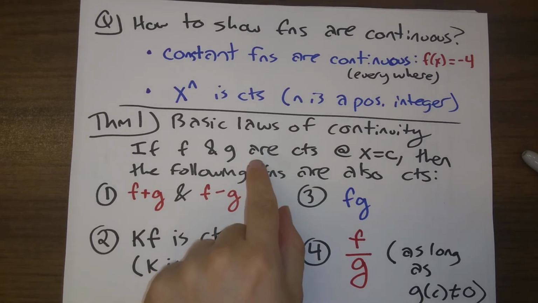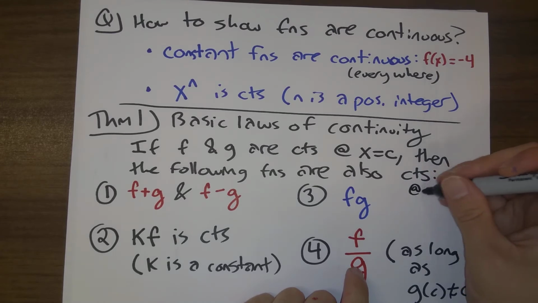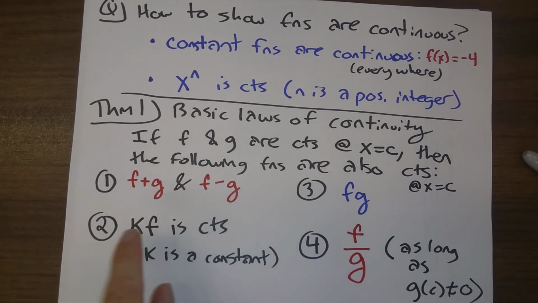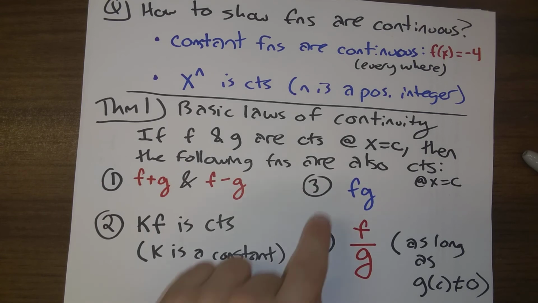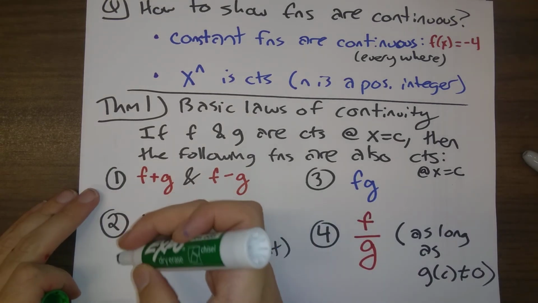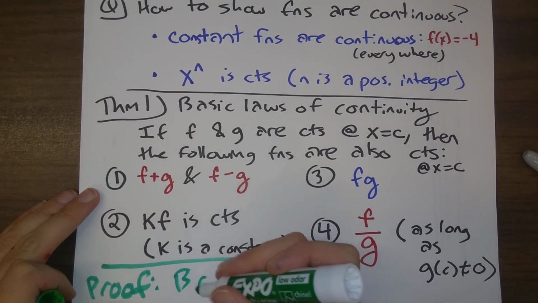It's worth noting that I said if f and g are continuous at x equals c, I should have said the following functions are also continuous at x equals c. All throughout I should have been saying at x equals c. It's a little bit tedious to say that all the time, so that's kind of implied. Okay, so we have the sum, the difference, the constant multiple, a product law, a quotient law. This should all feel very reminiscent of the previous section. And to prove them, you're going to use the basic limit laws.